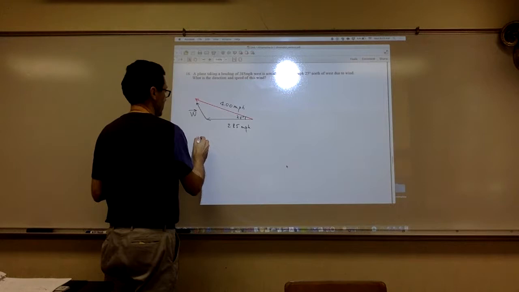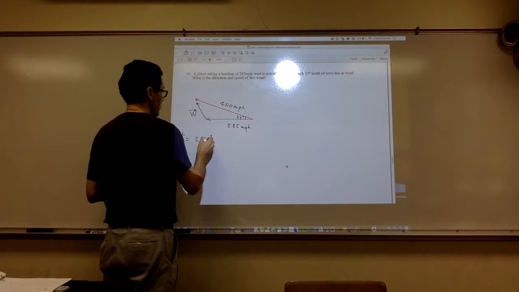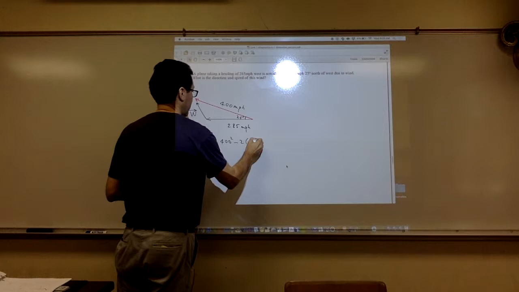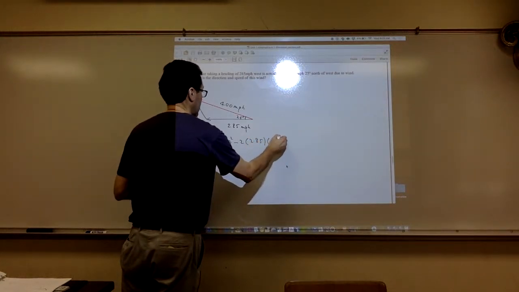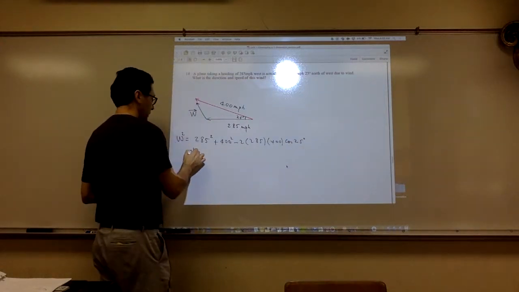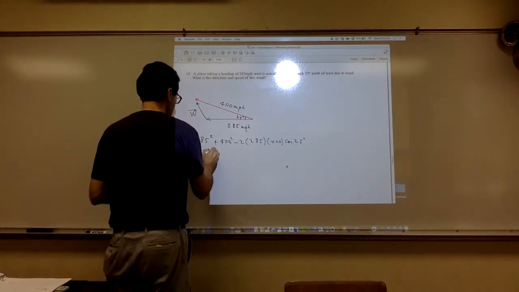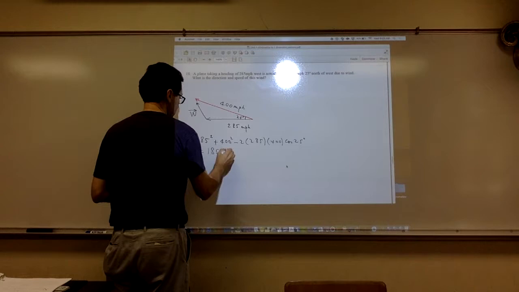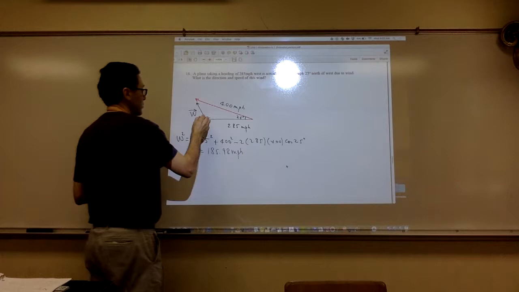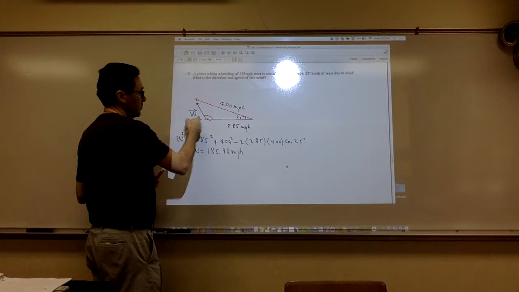So to do law of cosines, we're going to do W squared equals 285 squared plus 400 squared minus 2 times 285 times 400 cosine of the angle between the 285 and 400. After you're all done, you should get W equals about 185.98 miles per hour. Now, to find the angle, I'm going to go after this angle, and once I'm done, I'll figure out this angle here with respect to the west.